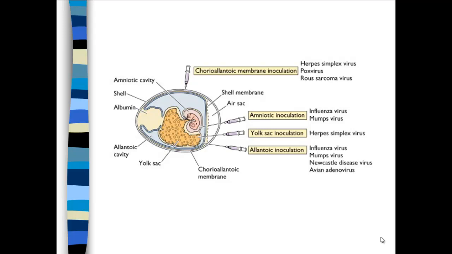Specifically the amniotic inoculation, that's the amniotic fluid around the developing chicken embryo, is good for influenza virus or mumps virus. You can go directly into the yolk sac for herpes simplex virus, the allantoic inoculation, which is the allantoic fluid that's outside of the amniotic sac, is good for the influenza virus, the mumps virus, Newcastle's disease, which is a disease where they make vaccines for chickens, and avian adenovirus, which is similar to bird flu.